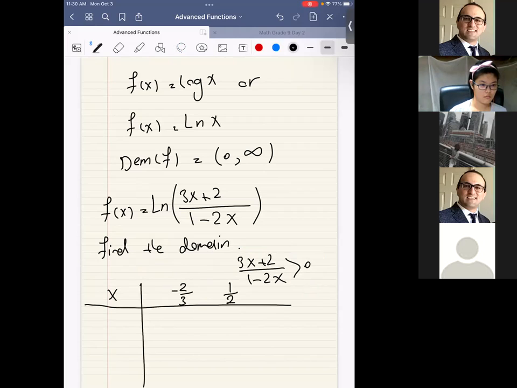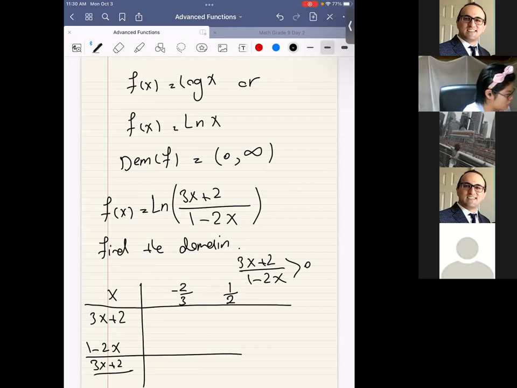1 half, 1 over 2. So you have two expressions. The top is 3x plus 2, and then you have 1 minus 2x. And then you have the whole thing: 3x plus 2 over 1 minus 2x.